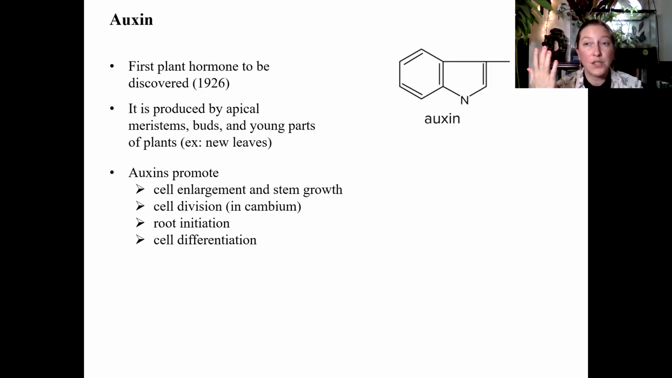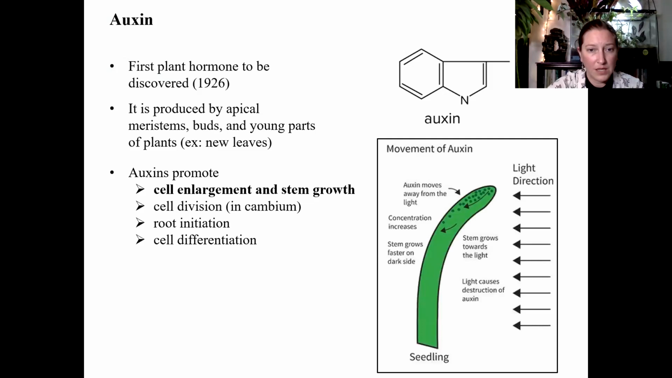And what do auxins do? When auxins are present, they promote or cause things like cell enlargement and stem growth, cell division. They initiate roots and they do cell differentiation. You don't need to know what that really is.